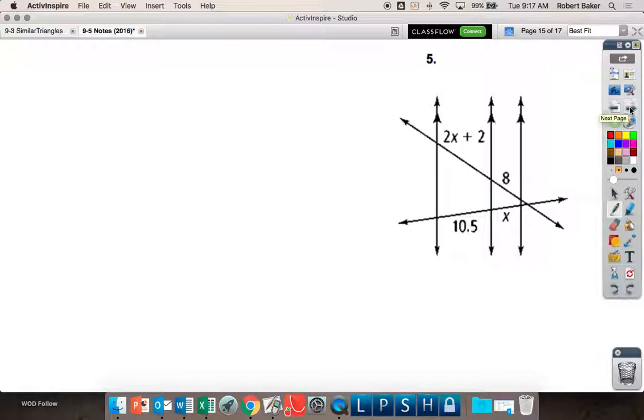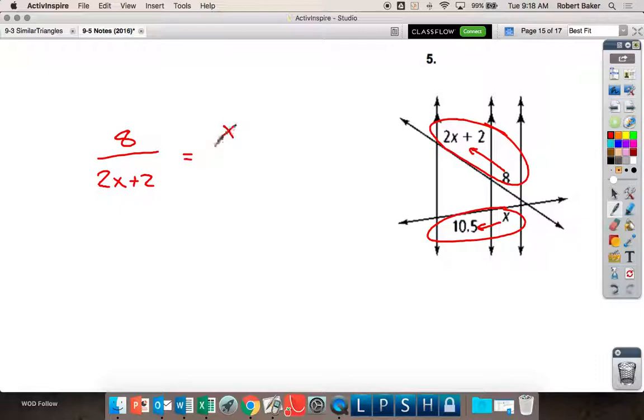So what are their proportions here? This is kind of the side-splitter theorem, but kind of the corollary, but it doesn't really matter as long as you see your proportions. Doesn't really matter which way you do it. So you're going to use these two numbers together, and you're going to use those two numbers together. It does not matter which way you set them up. I'm going to do 8 over 2x plus 2, and because I went this direction, I have to go this direction. So it's x over 10.5.